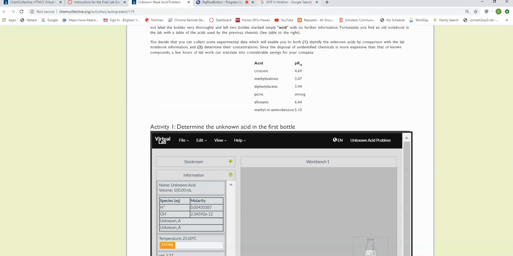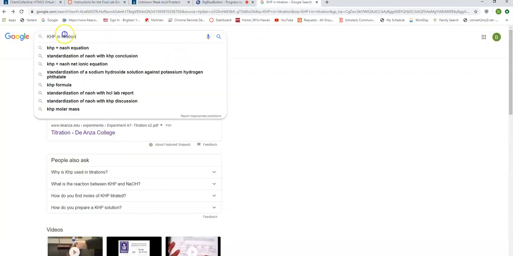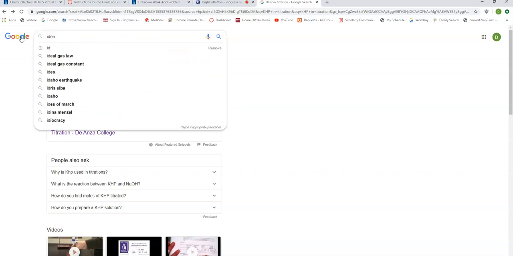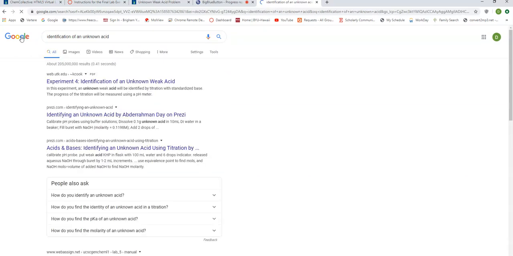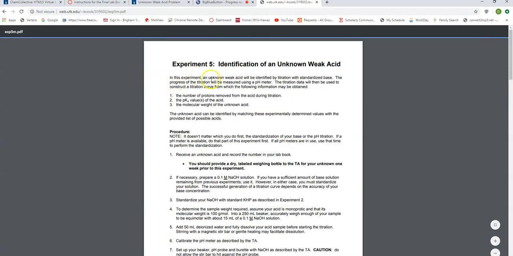Okay. So let's go into Google here and say identification of an unknown acid. All right. Identification of an unknown acid. That's pretty good. Let's see what it says here. In this experiment, an unknown acid will be identified by titration with standardized base.